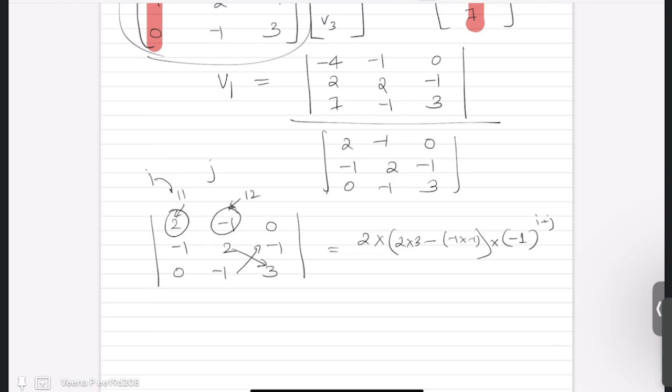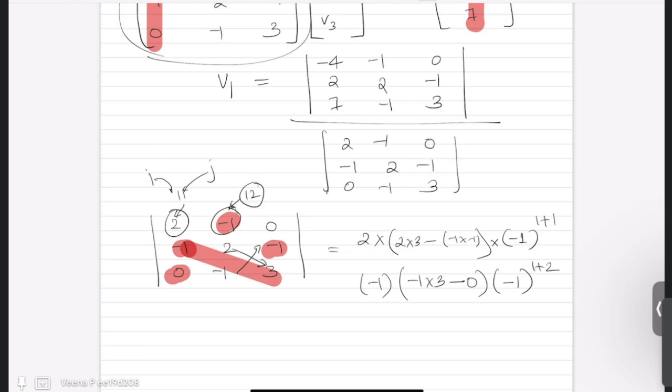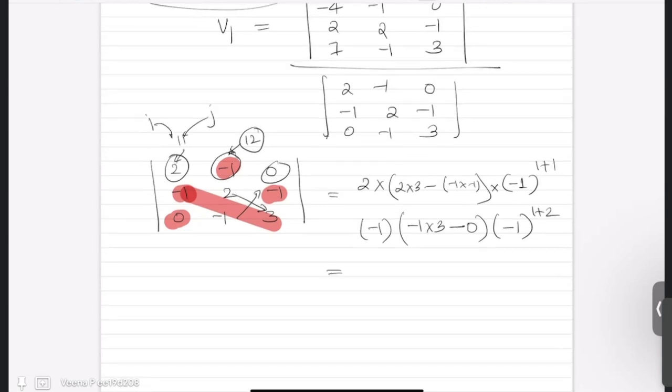So your i is 1 and j is 1 in the first case, in the case of 2. So in the case of 2, this value is 1 plus 1. Now in the second case, when you take -1, so -1 into -1 times 3, minus of -1 times 0, which is 0. Now you have to multiply this with -1 raised to i plus j, where i plus j is 1 plus 2. Next term is anyway 0.